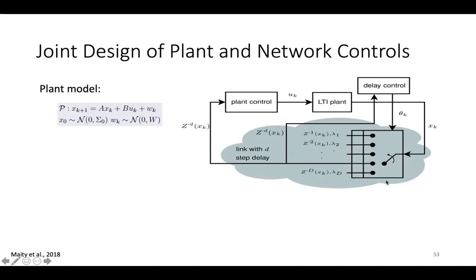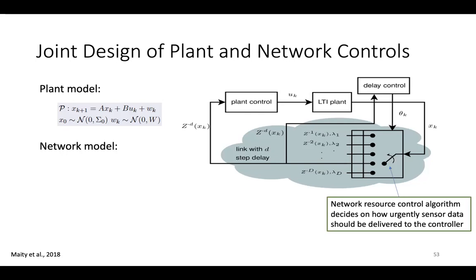So what is the formulation of this? We have a plant given by a linear discrete-time system driven by some noise. A very typical model for a control system. For the network, we need to have some abstract model. In this particular case we look at a very simple network model.